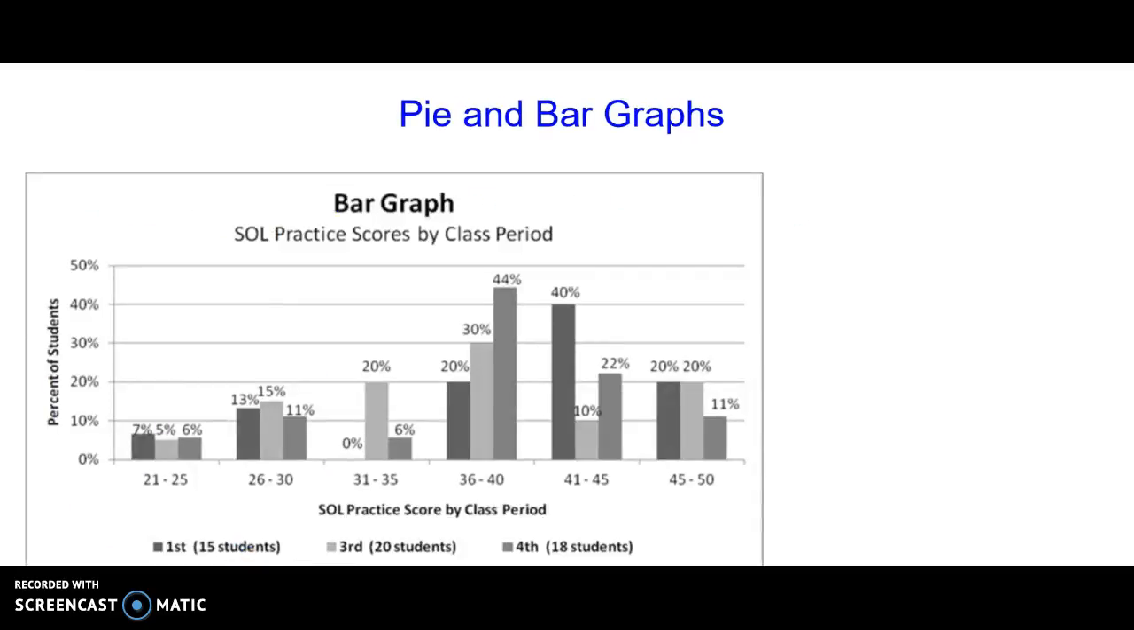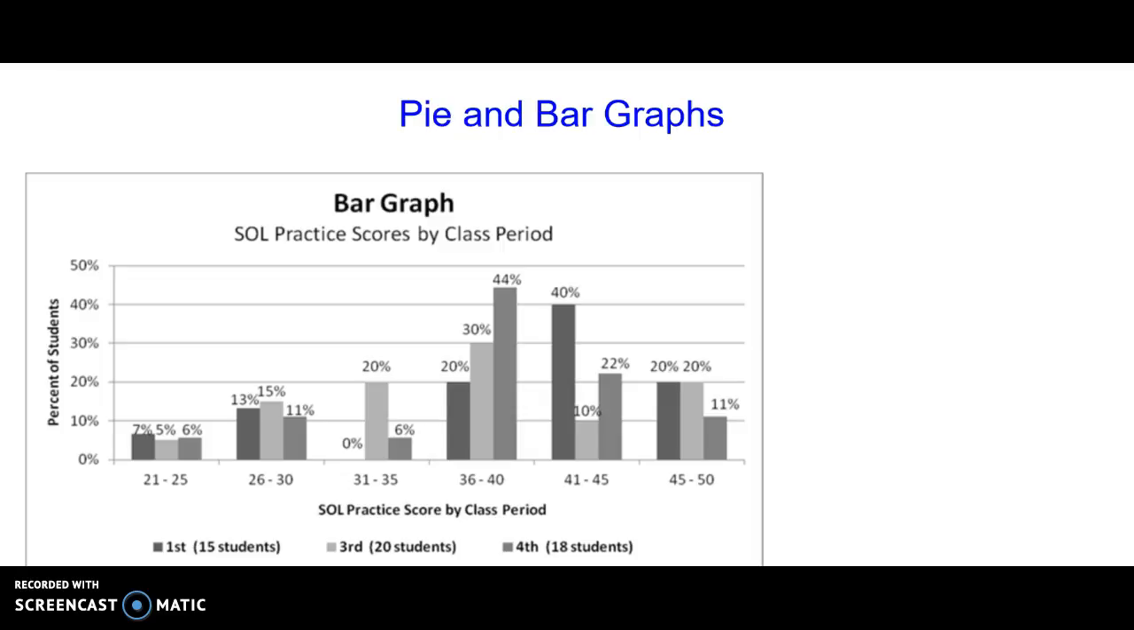Next, we're going to take a look at a bar graph. A bar graph is a graphical display of data that uses bars of different heights. This is very similar to a histogram, which we have seen before. We discussed that in a histogram, each bar represented a particular interval. In a bar graph, each bar represents a specific category.